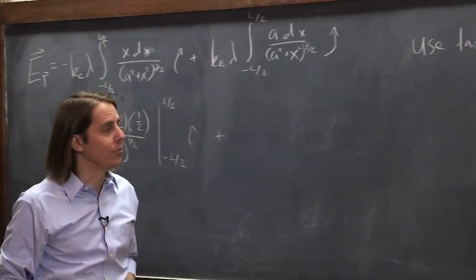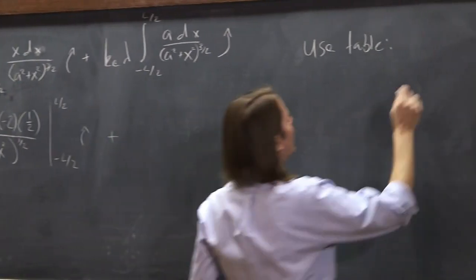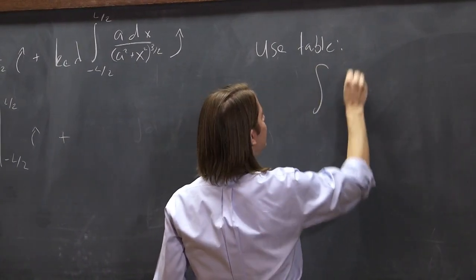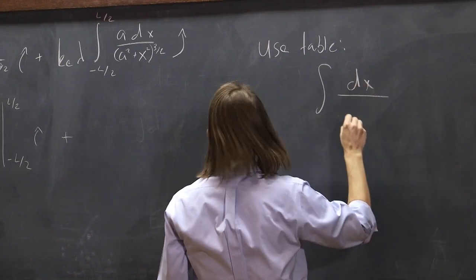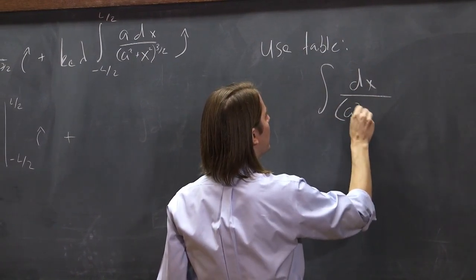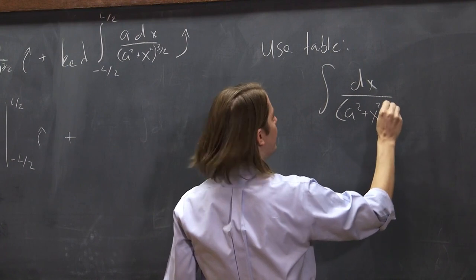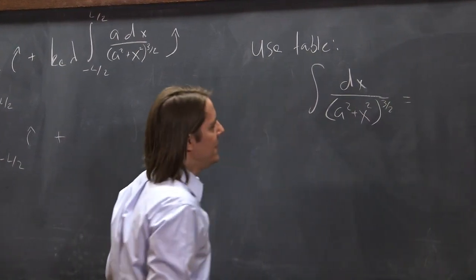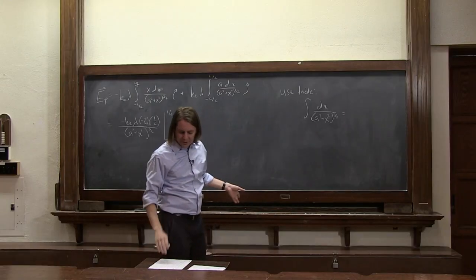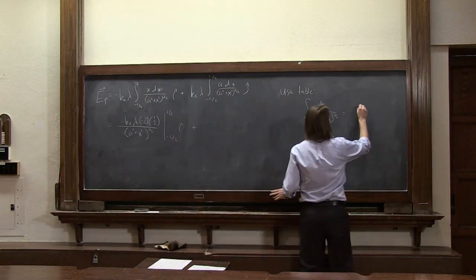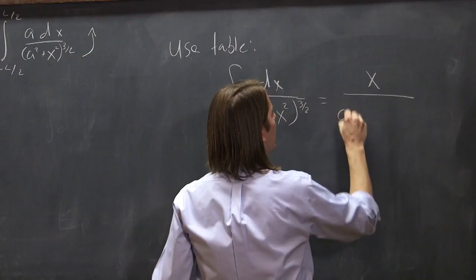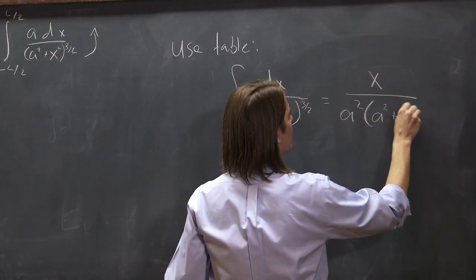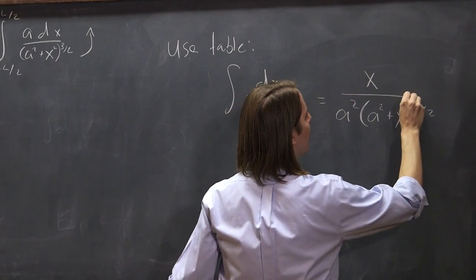Meaning I looked up this integral in a table. So what we're going to use is that if you have the integral of dx over (a squared plus x squared) to the 3/2, that's equal to x over a squared times (a squared plus x squared) to the 1/2 in the bottom.